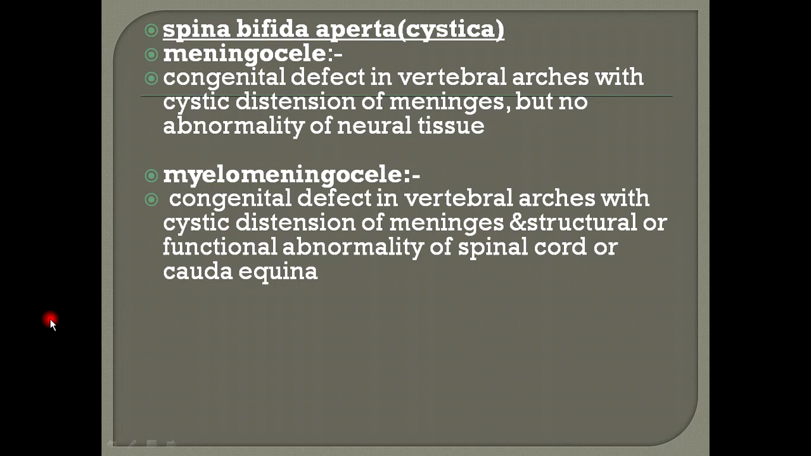The other type is the myelomeningocele, which is a congenital defect in the vertebral arches with cystic distension of the meninges and structural or functional abnormality of the spinal cord or cauda equina. So from the naming, you can see it's three divisions: myelo, meningo, cele. Myelo means neural tissue, meningo the meninges, cele a sac. So it's a sac of the meninges which contains neural tissue.